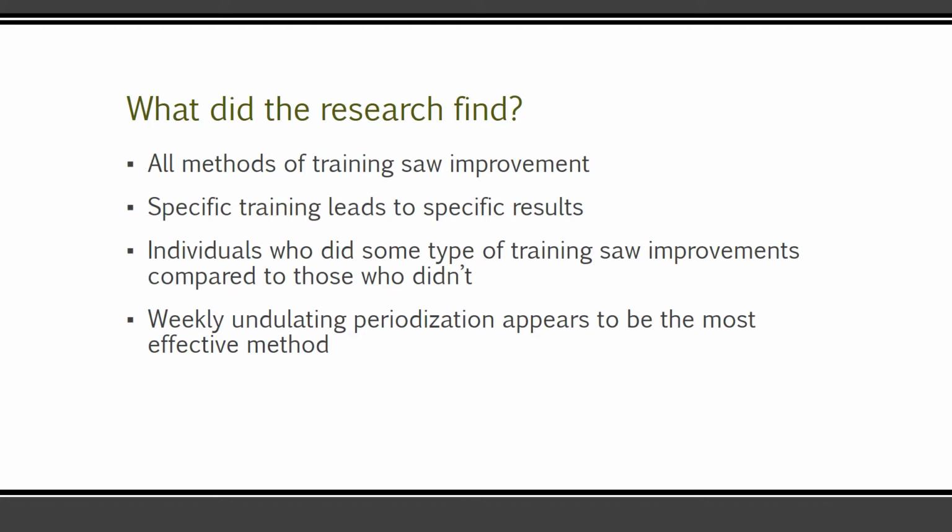Another thing we can see is that a majority of studies showed control groups would perform poorly compared to trained groups, and this even included some experiments or tests where indirect training was used, and even those subjects saw improvements over untrained individuals. So the conclusion that I'm drawing from the studies that I've looked at is that weekly undulating periodization seems to be the method that could be the most effective.